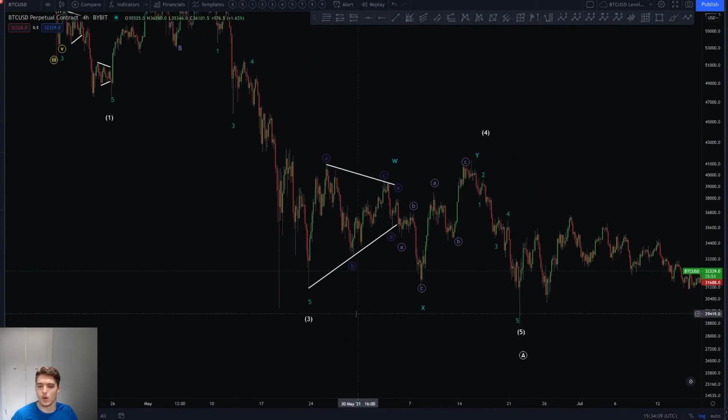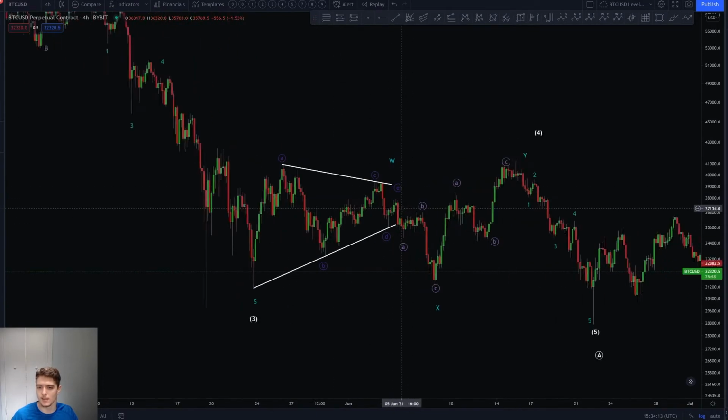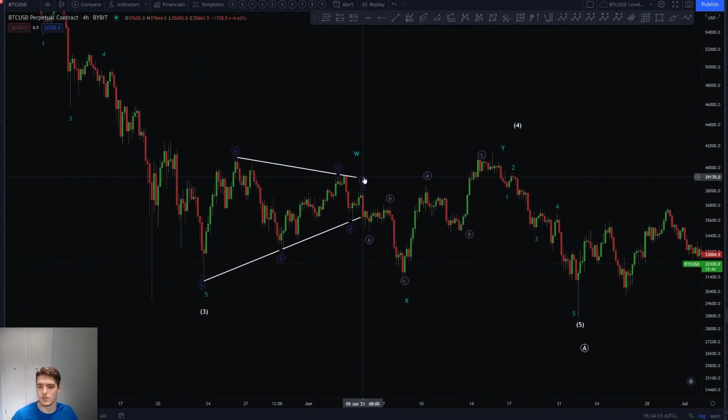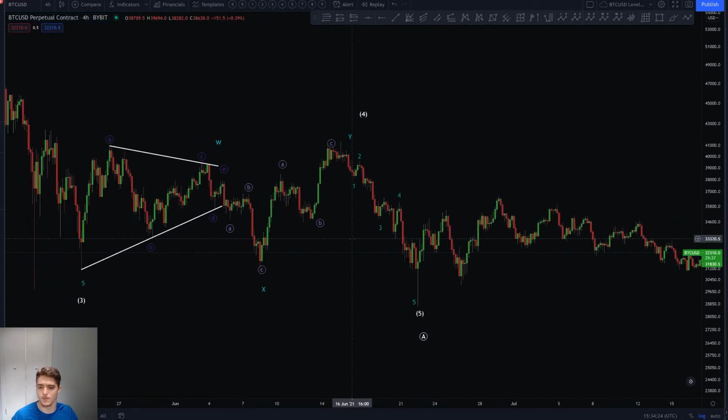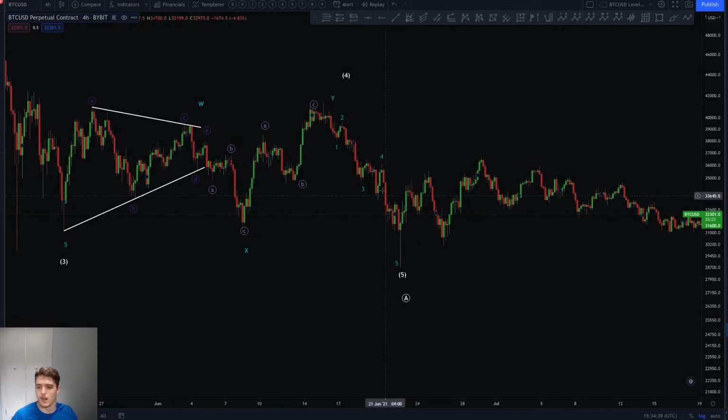And then wave 4 would be a WXY, so it would be a triangle correction, an A, B, C, D, E, like this, into a wave X for a zigzag for an A, B, C, and then wave Y is a zigzag as well for an A, B, C. And wave 5 would be wave 1 right here, up for wave 2, 1, 2, 3, 4, 5 for wave 3, up for 4 for an expanded flat, A, B, C, and then obviously wave 5 down here.